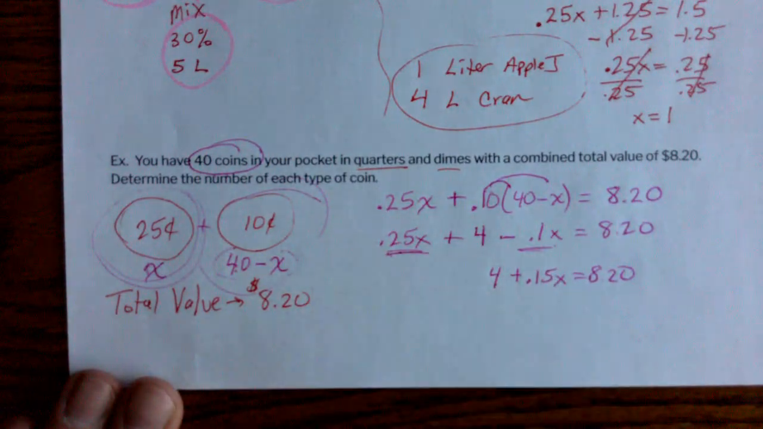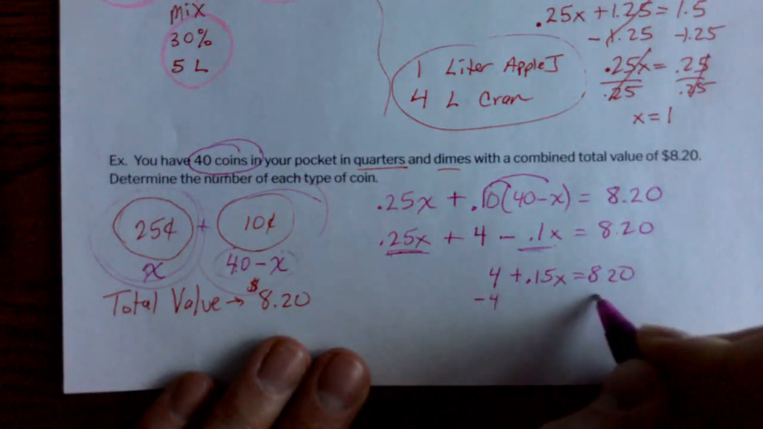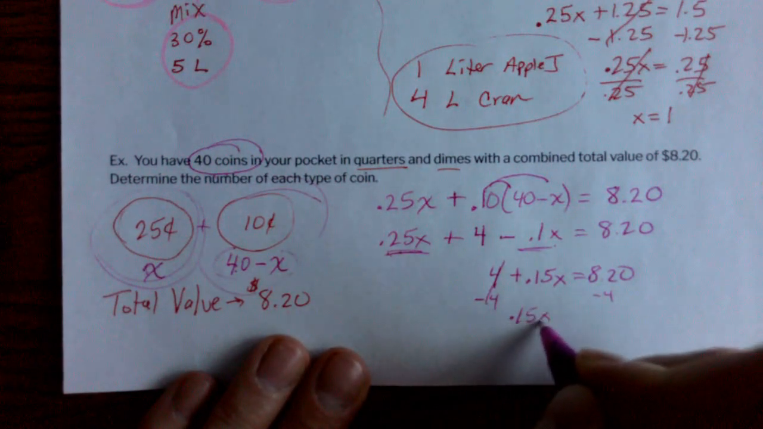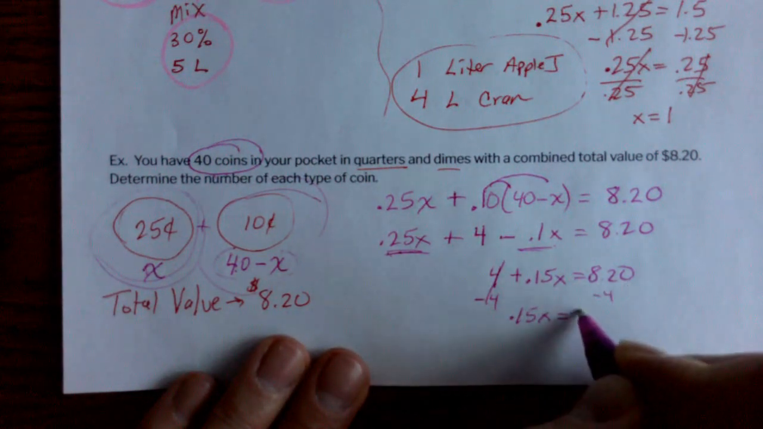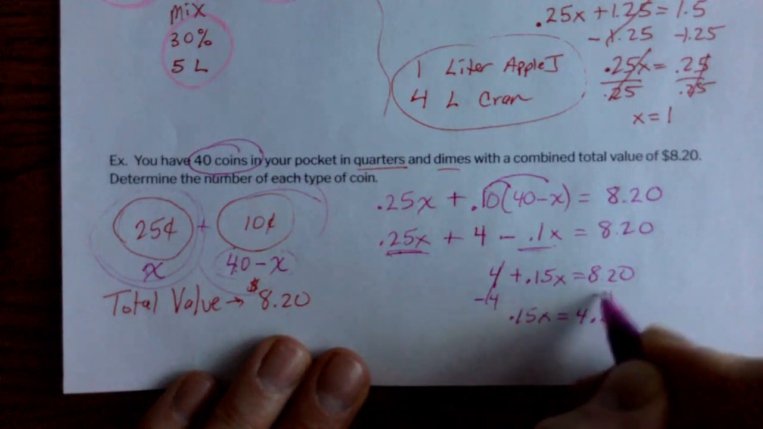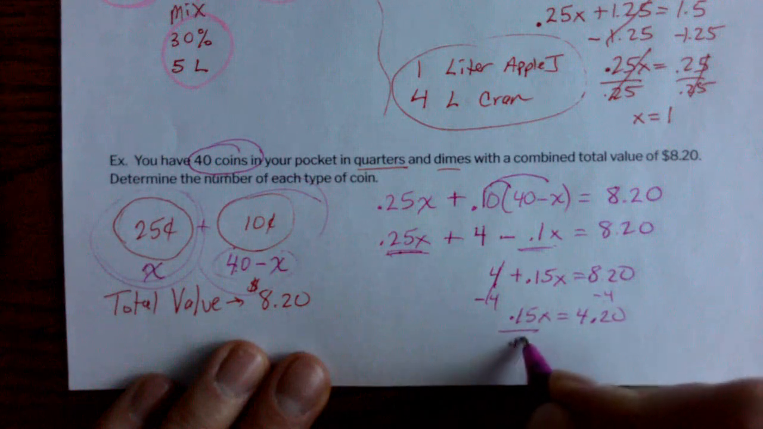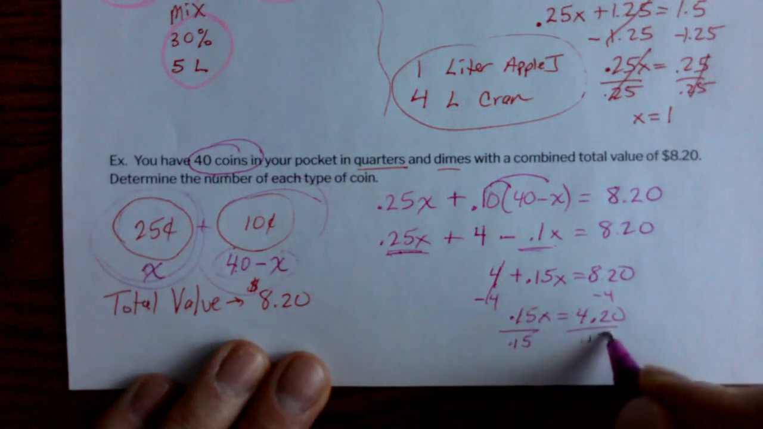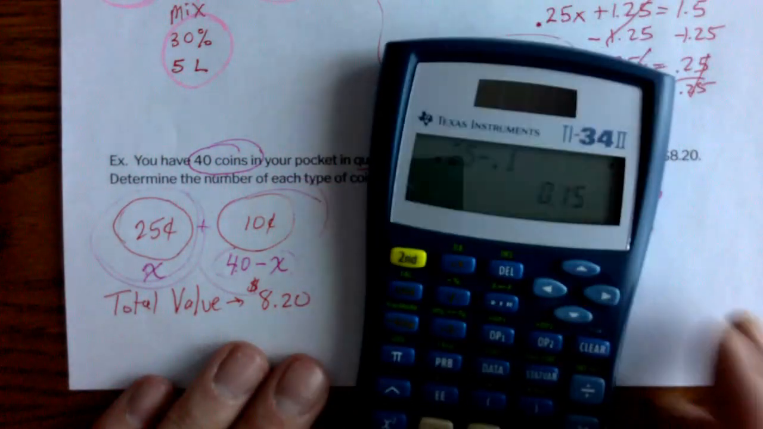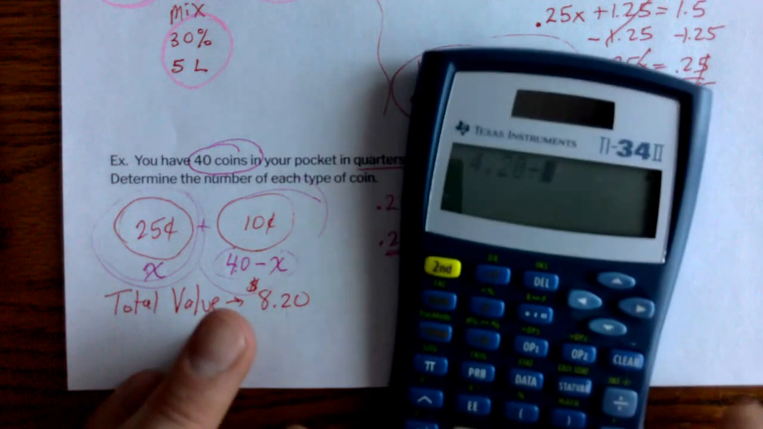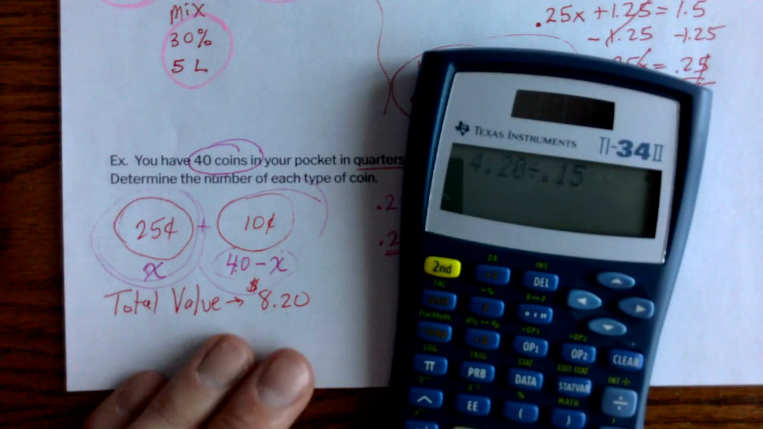All right, so when we finish this and solve, we're going to get 0.15x equals 4.2. And then just divide both sides here by the 0.15. And then we're going to get x equal to, I believe, comes out to 28 when we do this one.